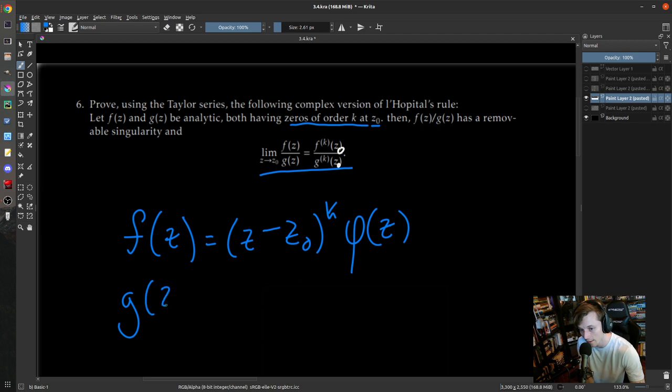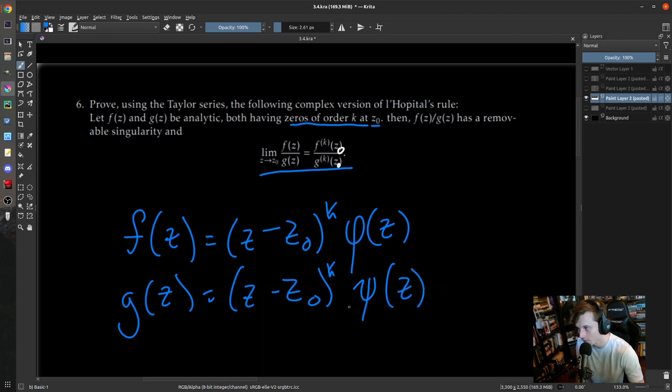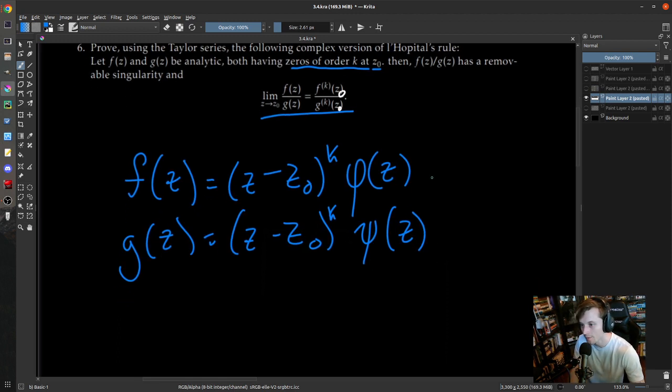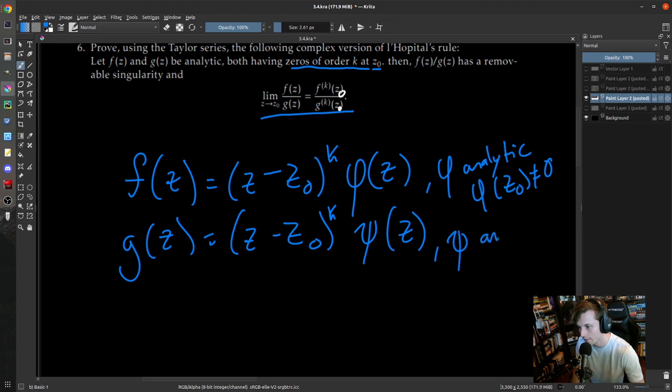Similarly, same exact thing with g, potentially on a different disk, but since they're both centered at z₀ and have non-zero radius, their intersection is non-trivial, and a different function ψ here. But similarly, φ and ψ are both analytic and non-zero at z₀.